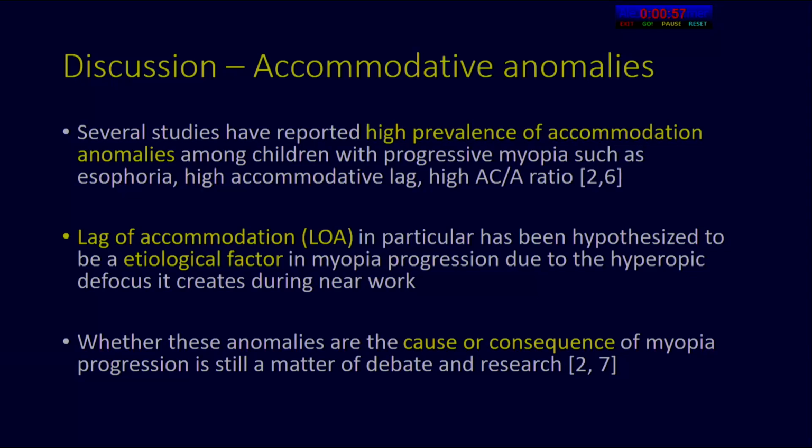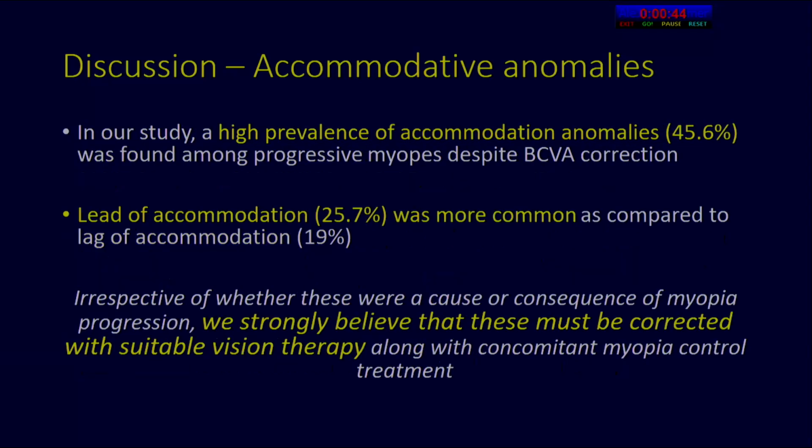Are the accommodative anomalies important? Yes. They may be the cause, they may be the consequence of myopia, but it is there. And the lack of accommodation has already been stated to be an etiological factor due to the hyperopic defocus that it creates. So we should be correcting this. We should be finding it out in all the progressive myopes, and we should be trying to correct these so that their academic performance improves.